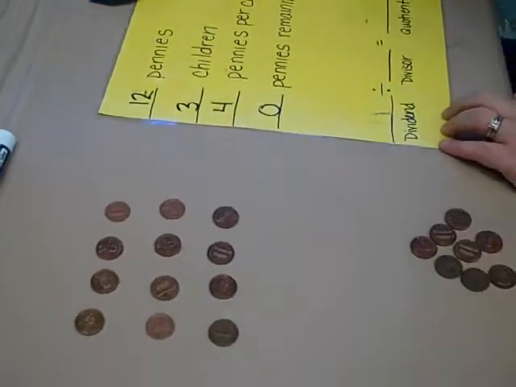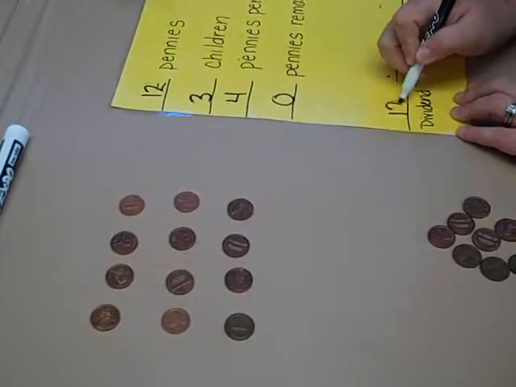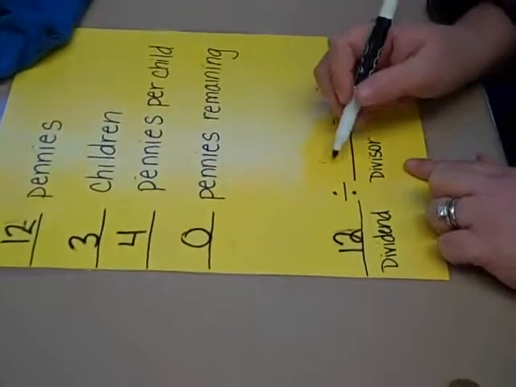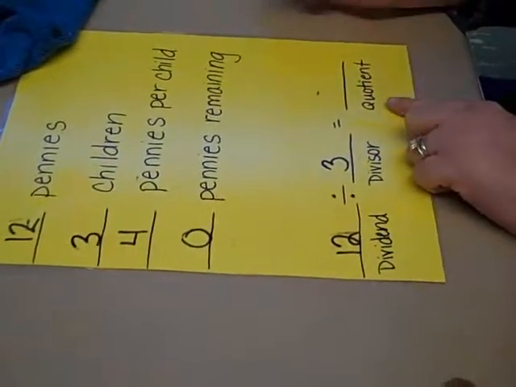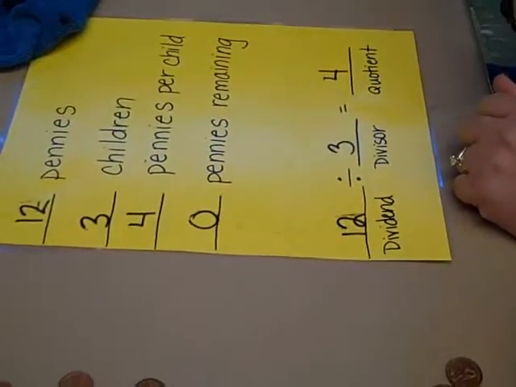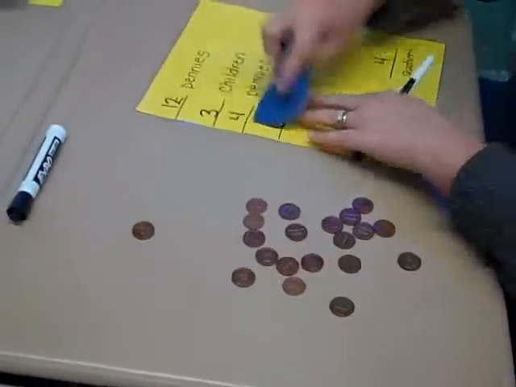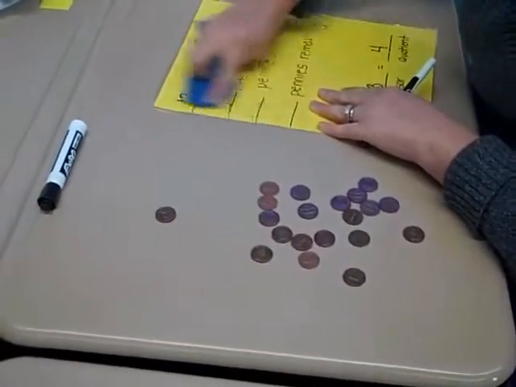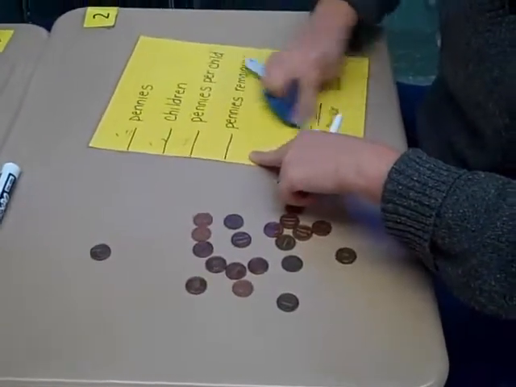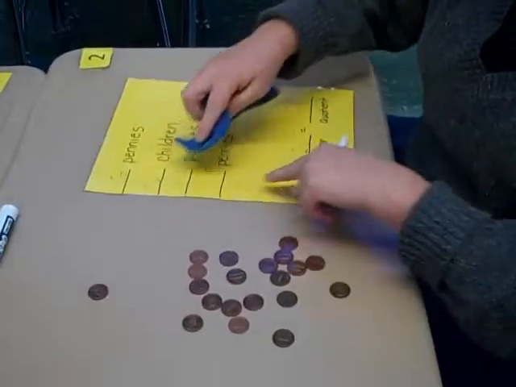Okay, so to put this into our division problem, we know that our dividend was the number of pennies, 12, divided by the divisor, the number of children, 3. So our quotient was the pennies per child, 4. And we had a remainder of 0. Okay, if we did another problem, again, I would have students erase. Then I would pose the problem.